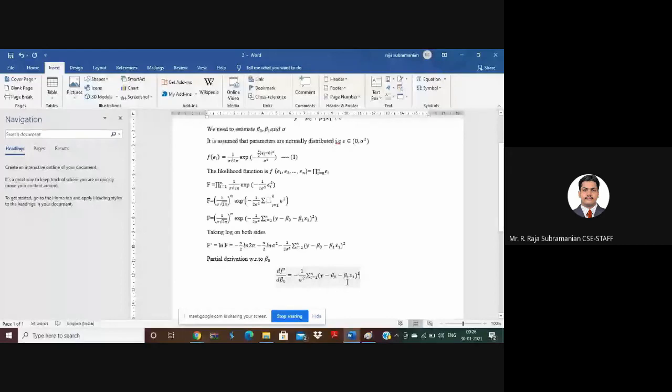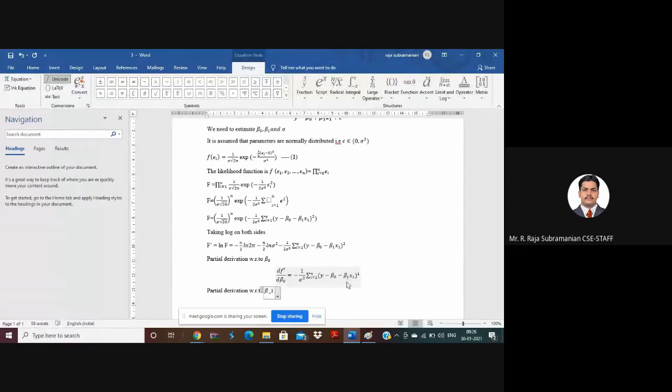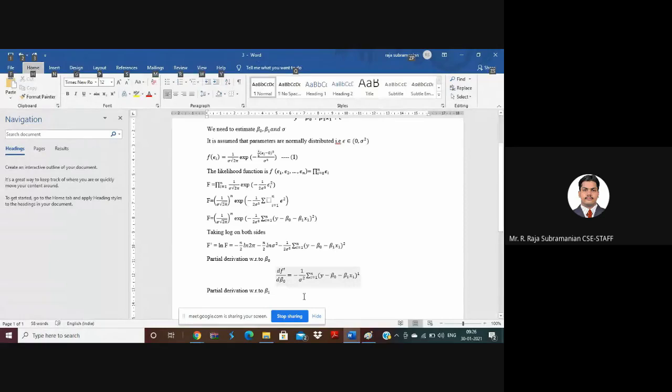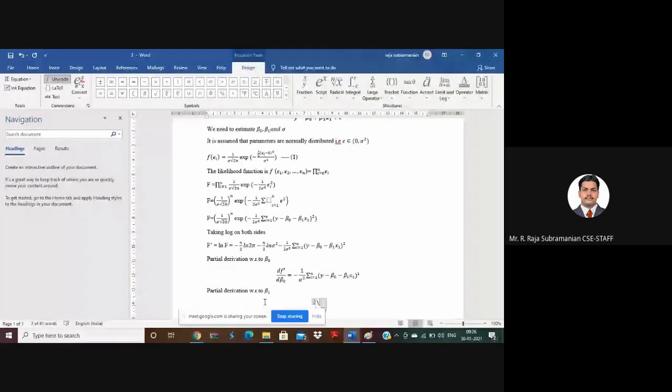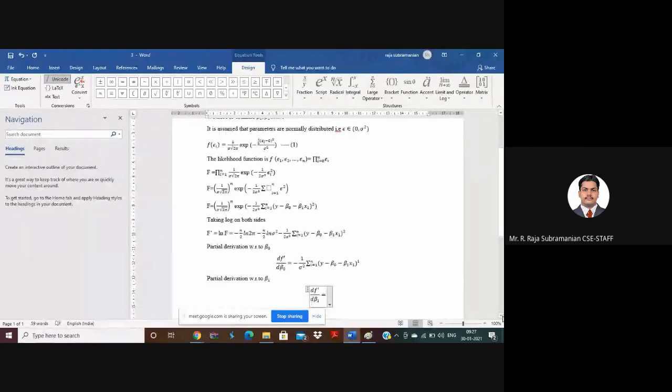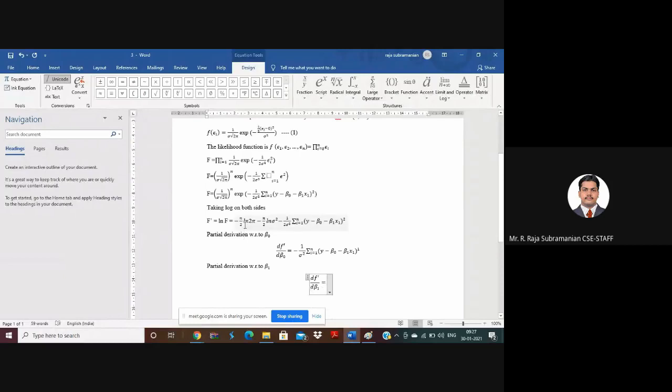Next I come forward. Next I partially differentiate with respect to beta 1. So now what I'll get is dou f dash divided by dou beta 1 equal to, now when I differentiate with respect to beta 1, again minus n by 2 ln 2 pi is a constant, minus n by 2 ln sigma squared is also a constant, and the only thing that will come here is this. But this time I get an extra x term because this beta 1 is there, so that extra term will be coming over here, right?